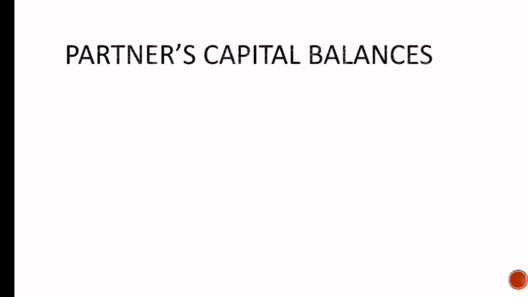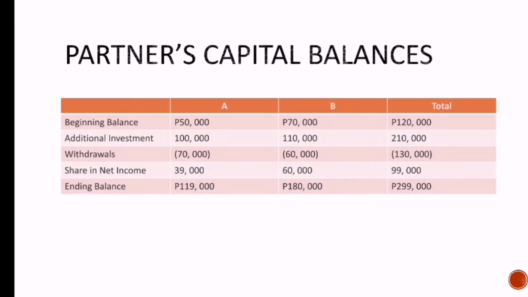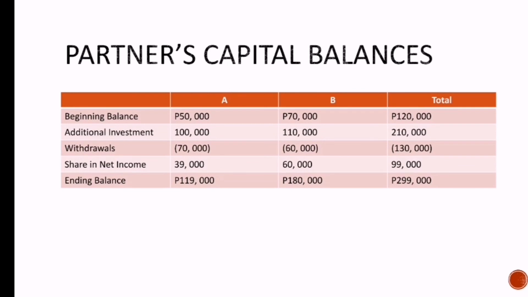Okay? And right now, compute natin yung partners' capital balances. So, meron tayong beginning balance na given sa problem na 50,000 kay A, 70,000 kay B. And additional investment na 100,000 kay A and B naman is 110, nasa given to, pinag-add ko lang. And the withdrawals na 70 and 60 kay B. Actually nasa computation, nasa problem din to, pinag-add ko lang, pinagsama ko na yung temporary and permanent. And the share in the net income na na-compute natin kanina, and the ending balances ni A is 119,000 and kay B naman is 180,000 for a total capital ng partnership na 299,000.